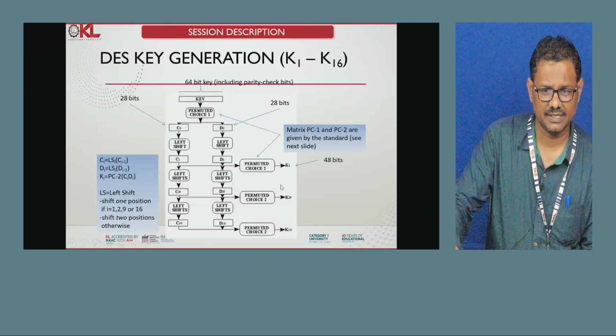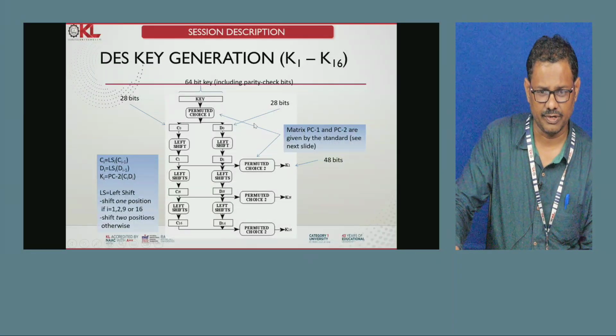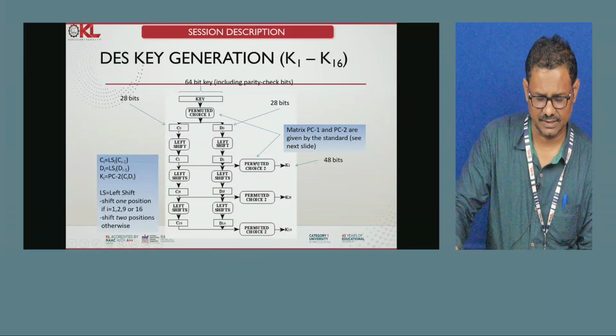This is the key generation, which we already discussed earlier. We have 28-bit halves, C0 and D0. By using left shifts, we get C1, D1 and so on. Using permuted choice again, we get the left shifts again. Every time we are using the permuted choices, and in this way we generate the subkeys.